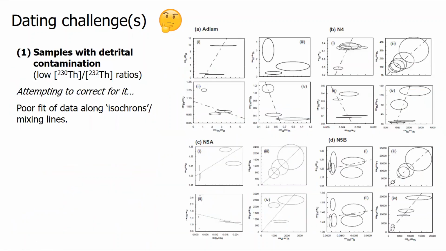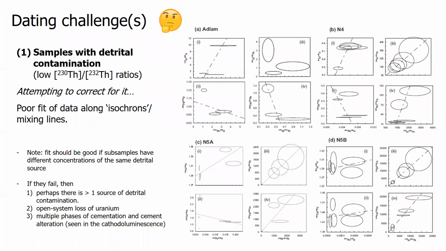Okay, so all of the samples in my data set that had detrital contamination, we attempted to correct for this. And you use these things, they're known as isochrons or mixing lines, and there should be a really good fit along those lines if the subsamples have got detrital contamination, but it's all the same source, but there's different concentrations of it in what I microdrilled. Now, if they fail, we've got 3 possibilities.